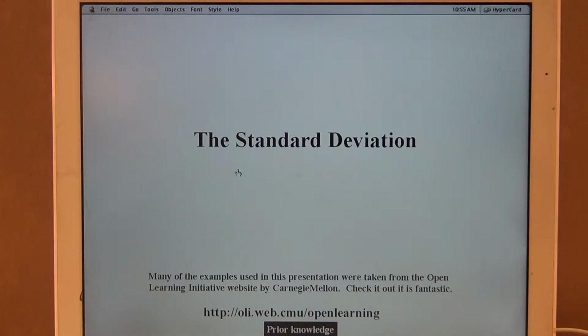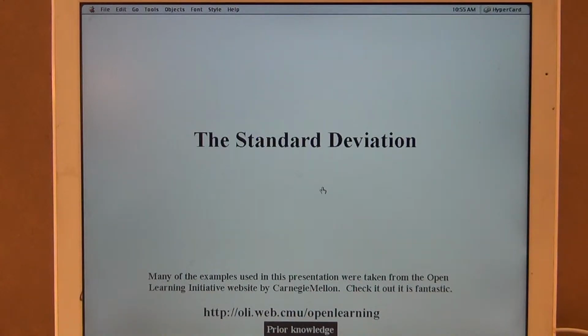Today's video is going to deal with a descriptive statistic called the standard deviation. We have been talking about measures of central tendency when we're looking at distributions, how the distribution tends to center around some numbers. And we've been talking about measures of spread. And the standard deviation is a measure of spread.